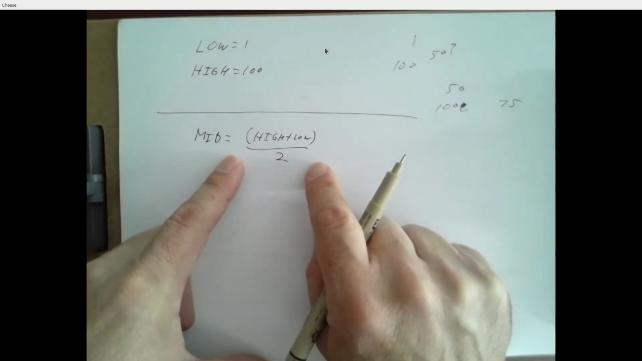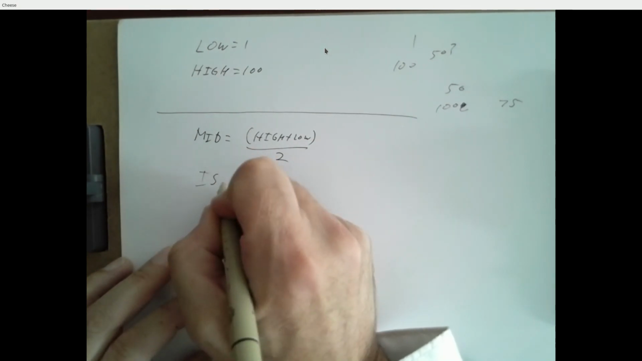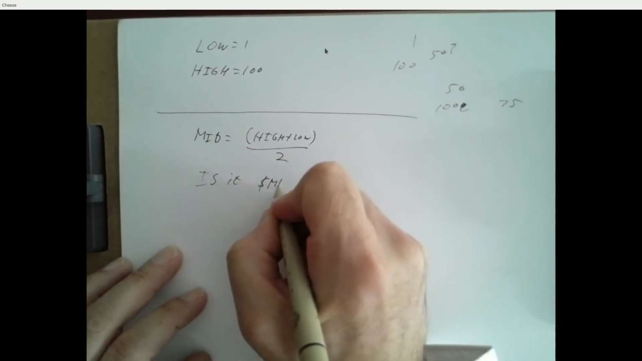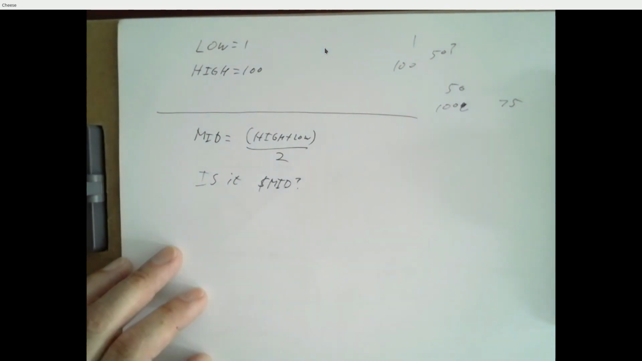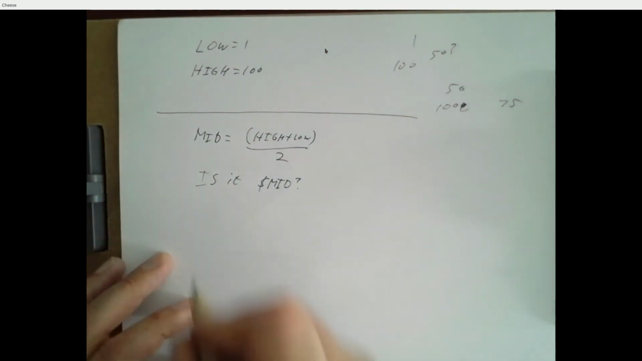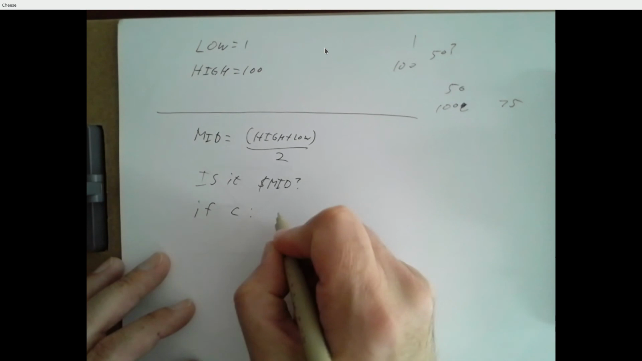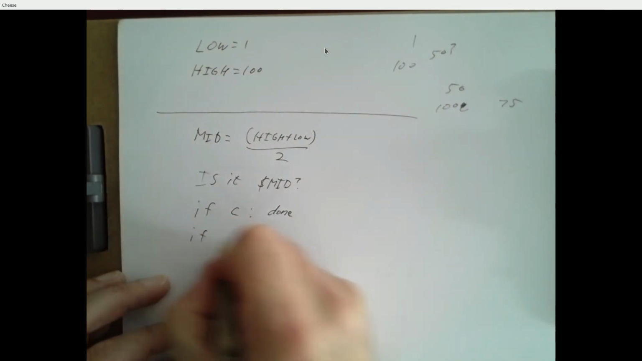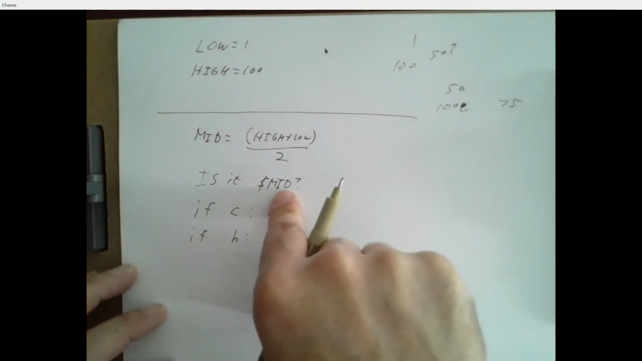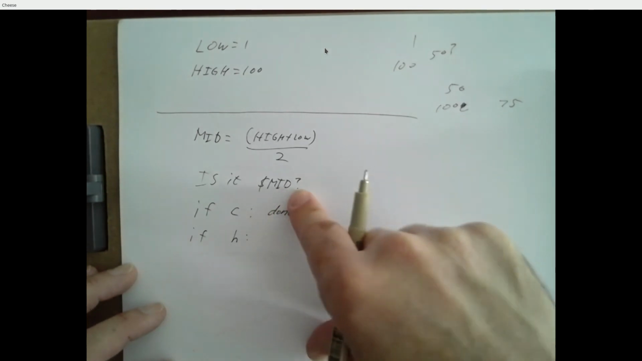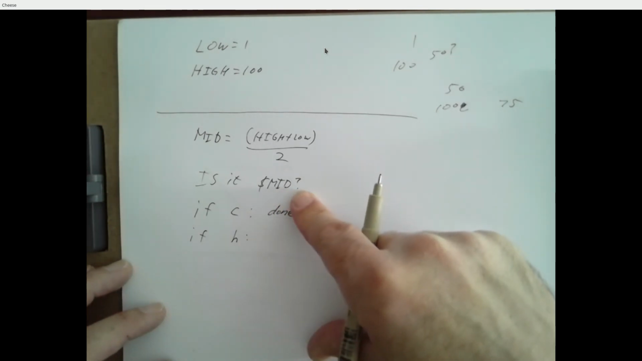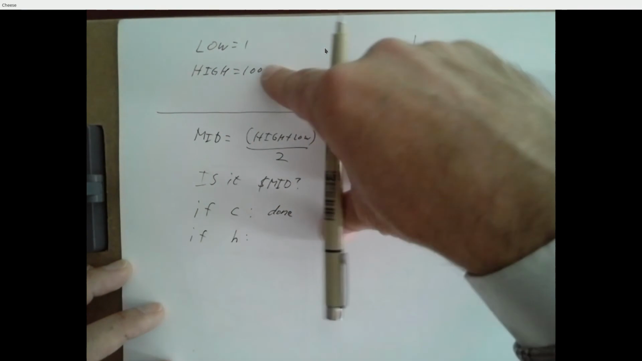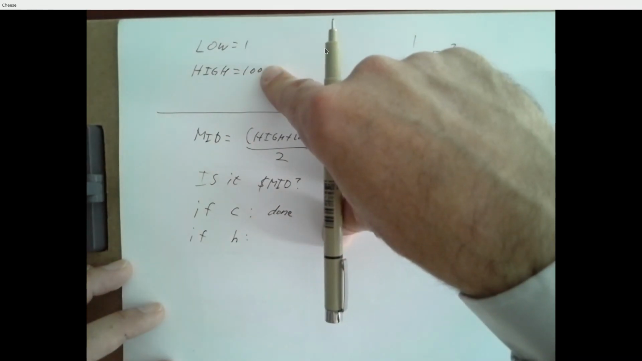All right, so make a guess that's halfway in between. So is it this number? If correct, then you're done. If you actually guessed it, you can do the happy dance and the game is over. If this number is too high, we know mid is too high, we know everything bigger than mid is too high. So everything from mid to high, we no longer have to guess.